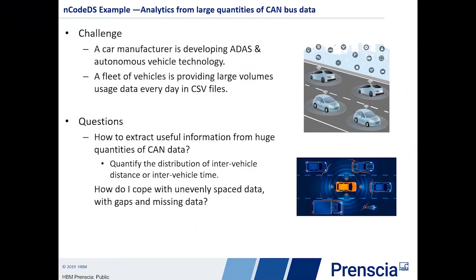Another question is, how do I cope with that unevenly spaced data with gaps and missing data, coping with the quality of data, and also the fact that this data isn't like high precision, equally spaced data you get from a proving ground. This data is non-equally spaced, timestamp type data. How do we analyze all that?